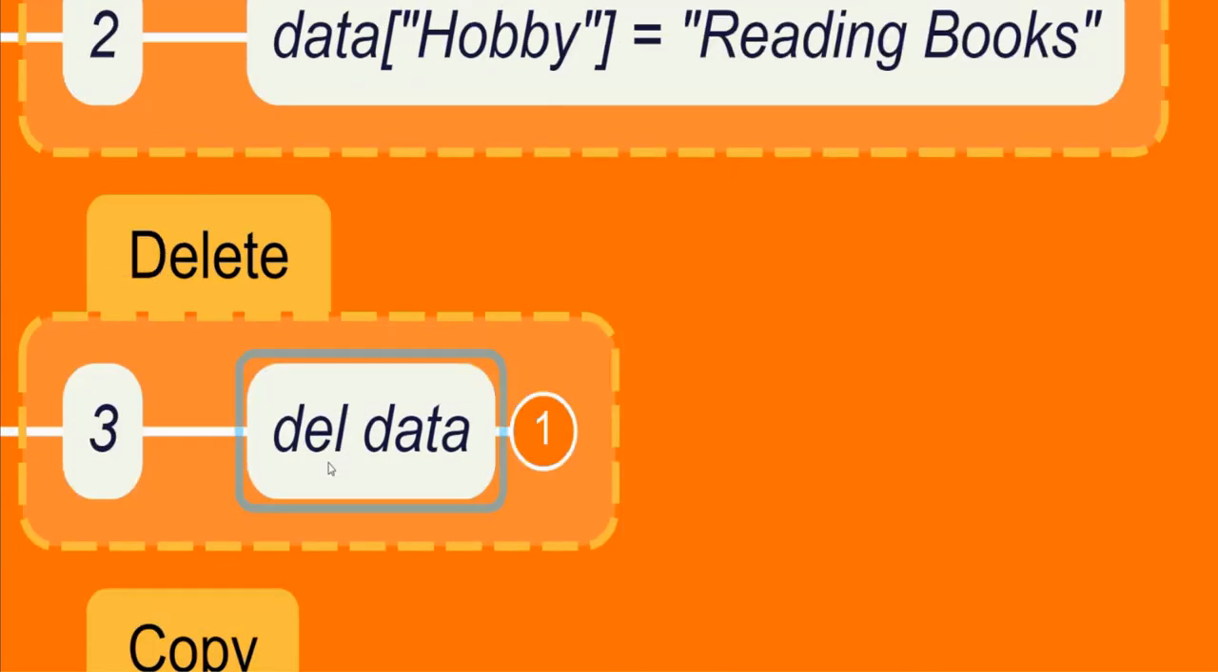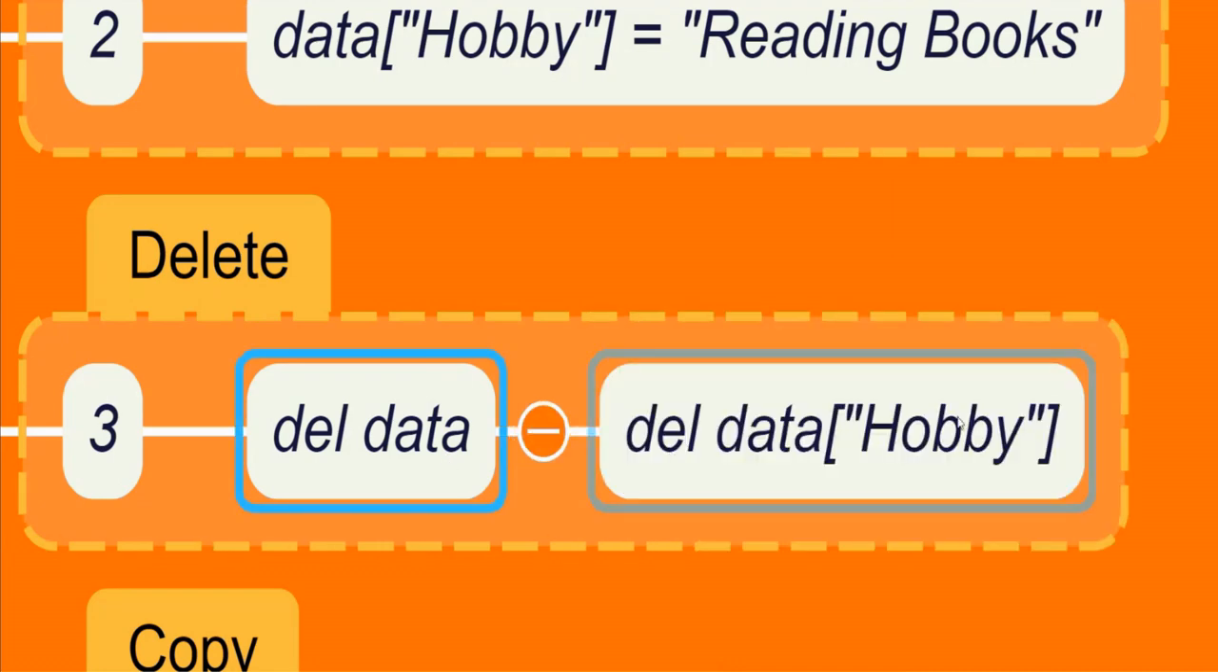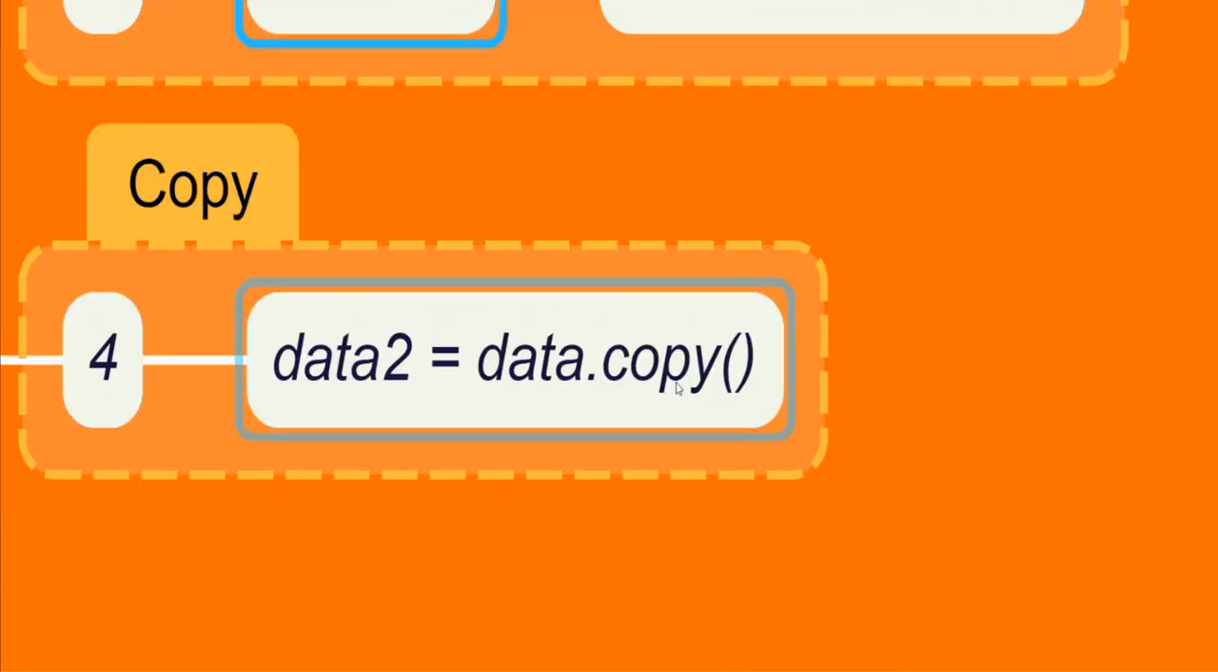Then for delete, again del data, if you give that, it will delete the entire dictionary. If you give data of hobby or any specific key, then that particular value alone will get deleted. Similarly, for copy also we can simply give data dot copy. Automatically it will copy.